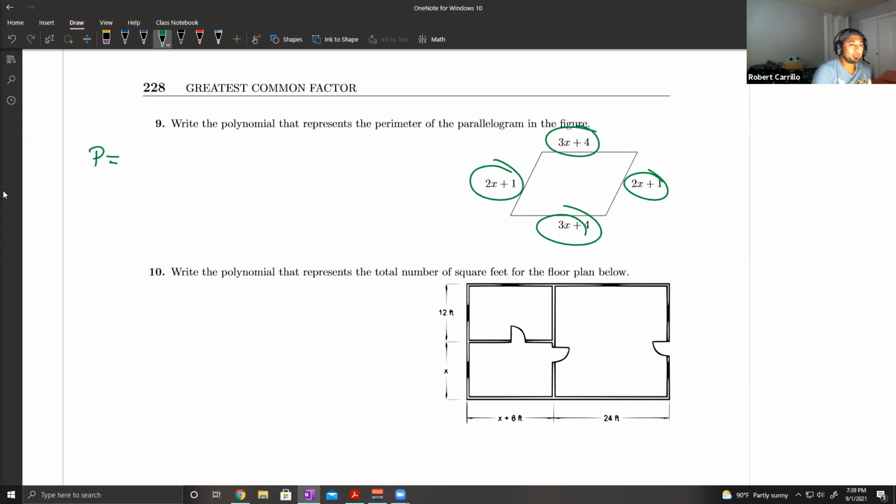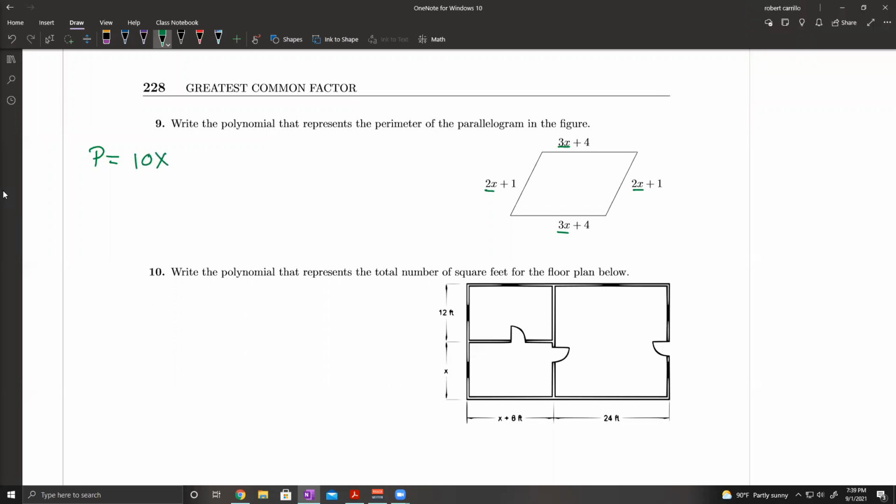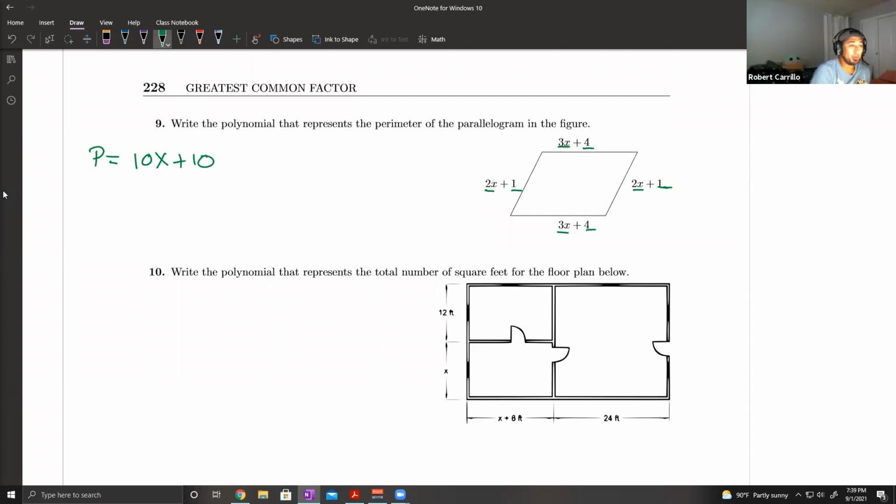So it means that if we add all of these up, what is 2x plus 3x plus 2x plus 3x? What does that give me? 10x. What is 1 plus 4 plus 1 plus 4? 10. And that's it. That's the perimeter of that parallelogram.